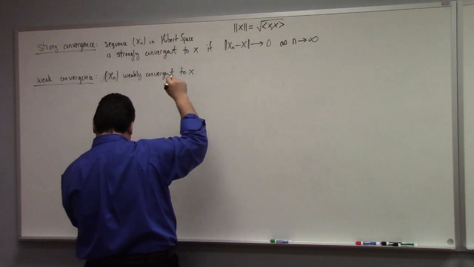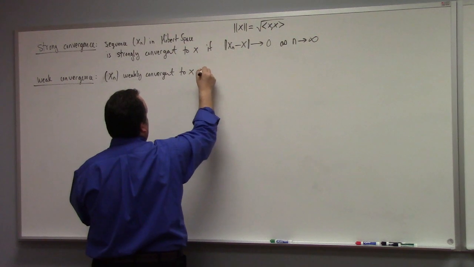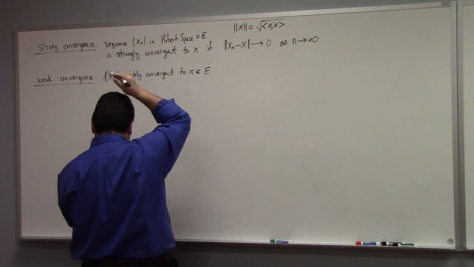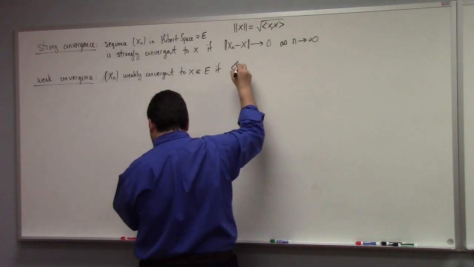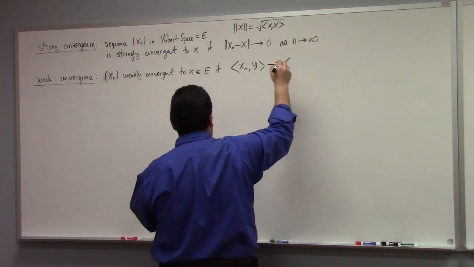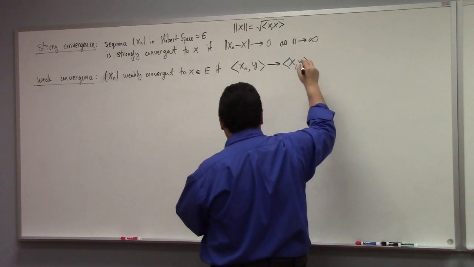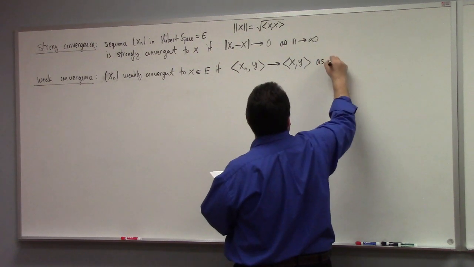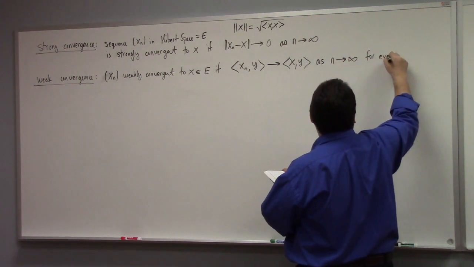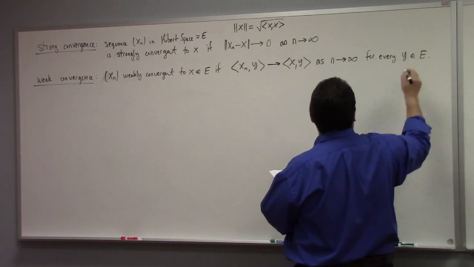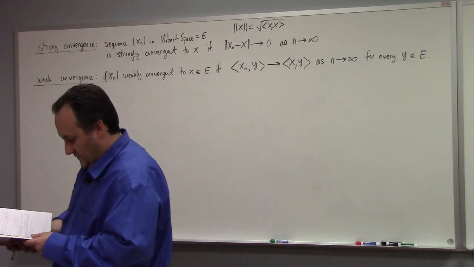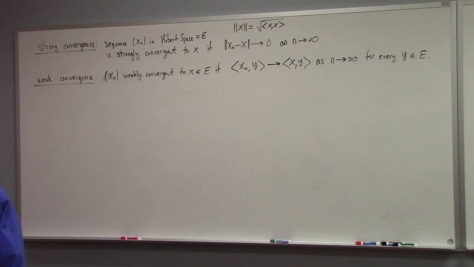Weakly convergent to x in E, where the Hilbert space is E, if the inner product of xn with y goes to the inner product of x with y as n goes to infinity, for every y in E. So weak convergence concerns the inner product, whereas strong convergence is our typical, usual notion of convergence for a norm.